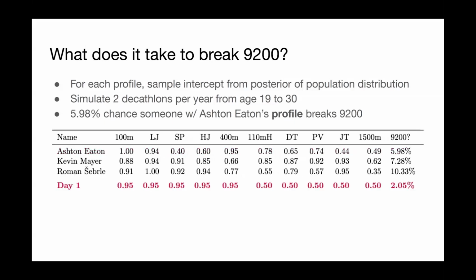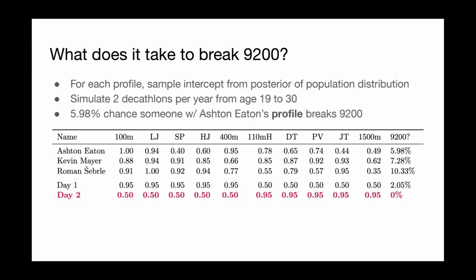As an example, I've made an athlete that I'm calling a day one athlete that specializes in the first 5 events. This athlete is 95th percentile in events 1 through 5 and just mediocre in the last 5 events. And we see that in our simulations, this athlete breaks 9,200 points only 2% of the time. The corresponding day 2 athlete is 50th percentile in the first 5 events and 95th percentile in the second 5. Unfortunately, this athlete in our simulations does not break 9,200 points, right?